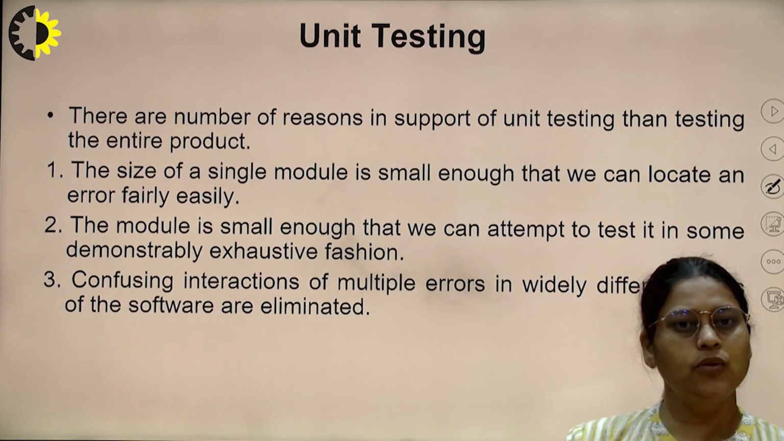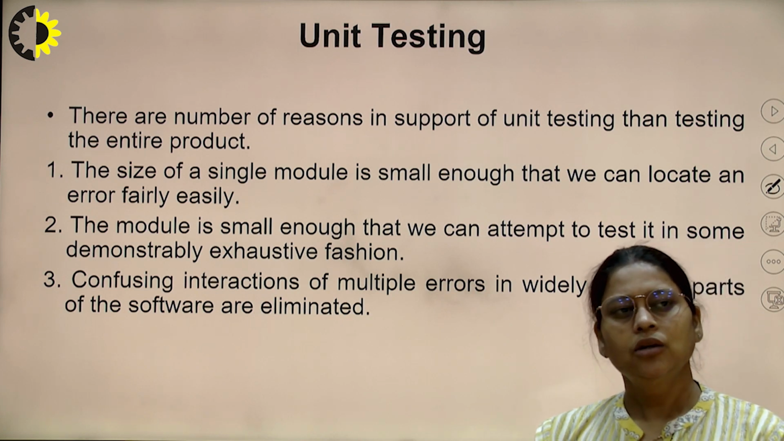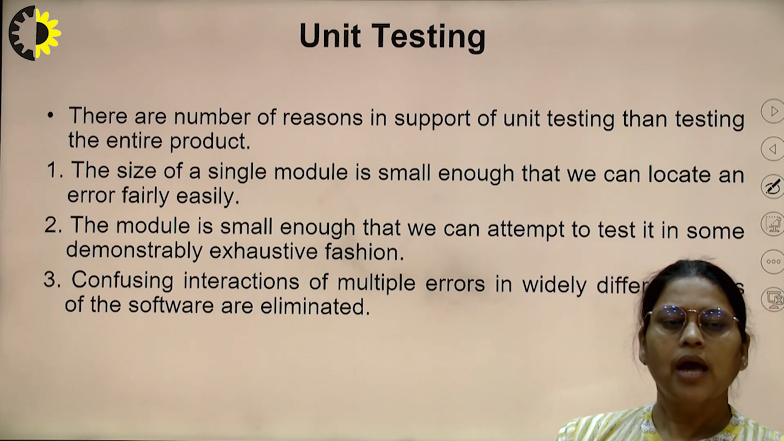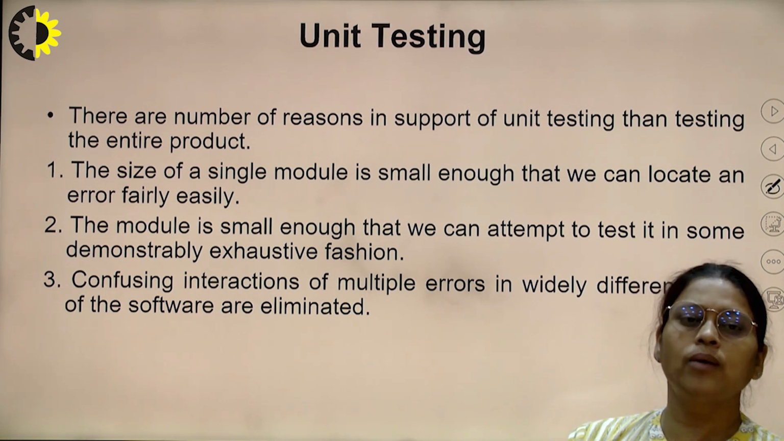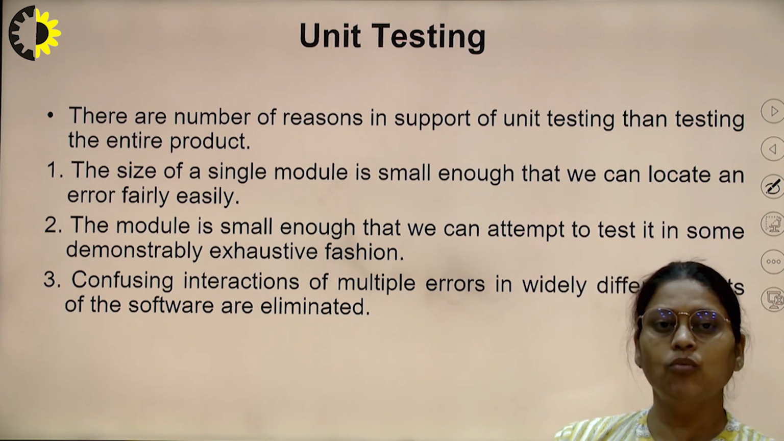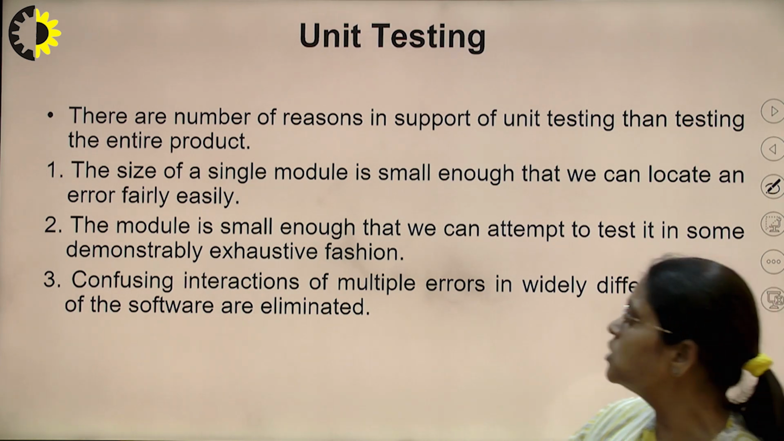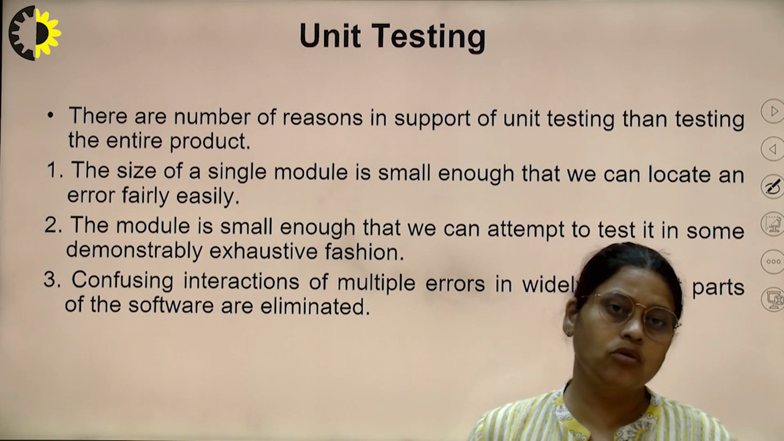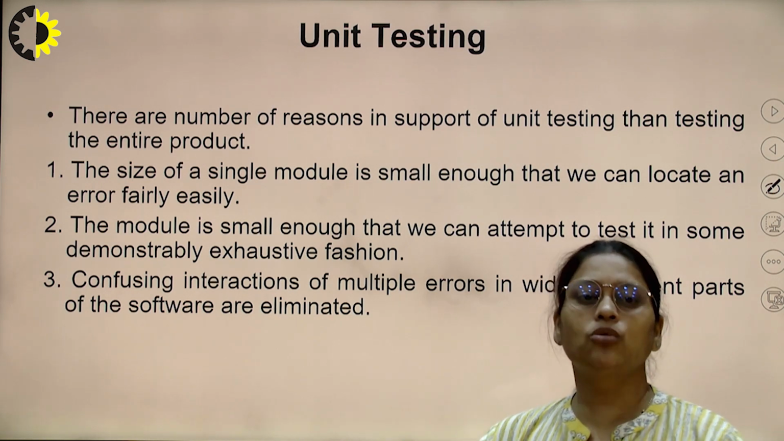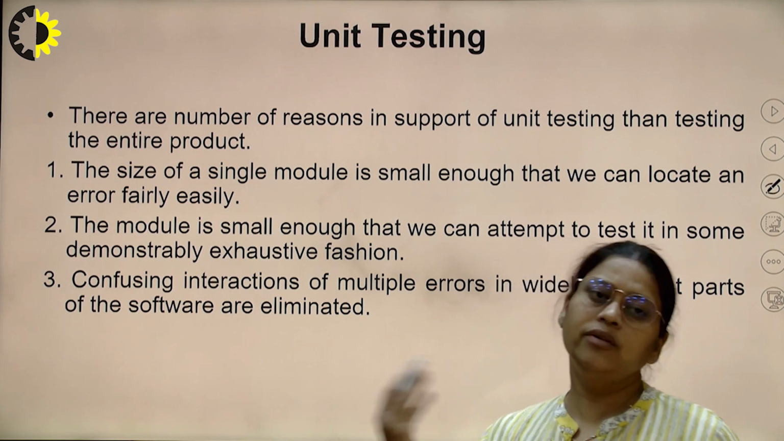Now, the first level of testing is unit testing. There are a number of reasons in support of unit testing rather than testing the entire product. In unit testing, we test the whole software module by module, and each and every module is tested independently with the help of unit testing. We test individual modules because the size of a module is small as compared to the whole software. So, it is easy to test module by module, and then we integrate all the modules.